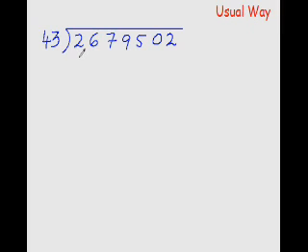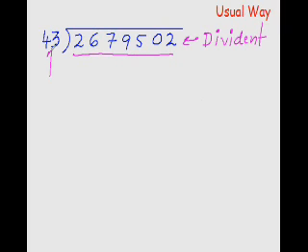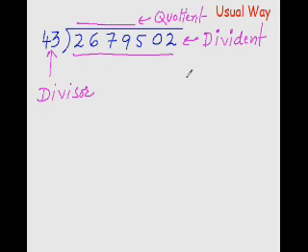You might be aware that this entire number that is being divided is known as the dividend, and this number that is dividing it is known as the divisor. We are going to write our answer here in this space, and that answer is known, in technical terms, as the quotient. And if there is any digit left in the end, that would be the remainder.